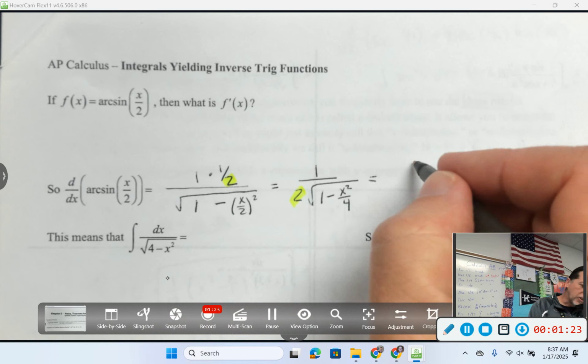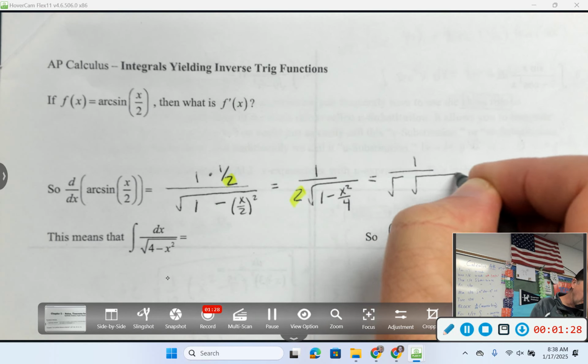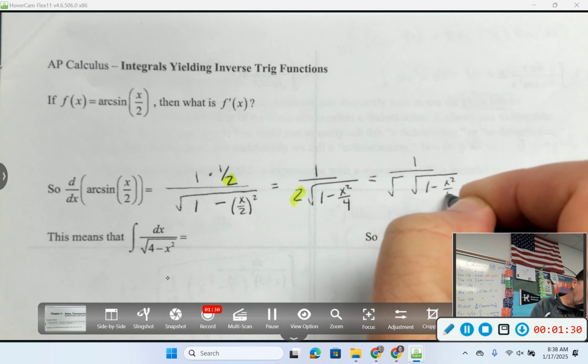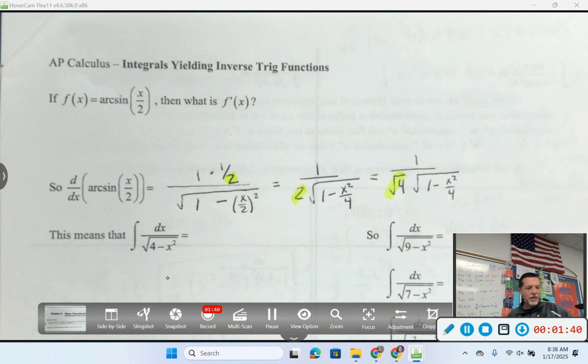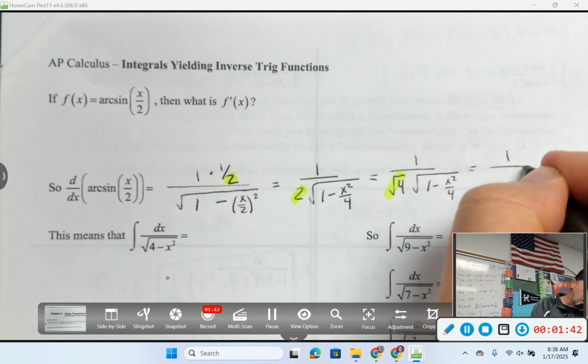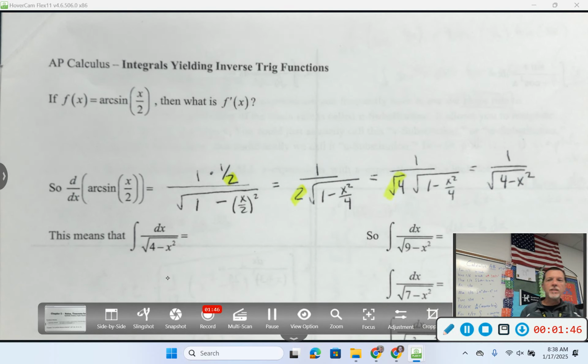So what's another way to write 2 as the square root of something? That's the square root of 4. So I'm just going to rewrite 2 as square root of 4. And that's weird, but I did that so that I can now distribute that into the square root and get something that looks a lot nicer.